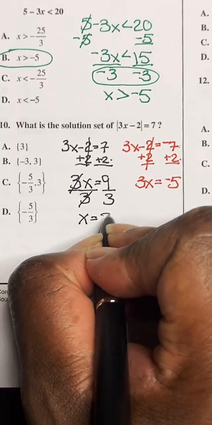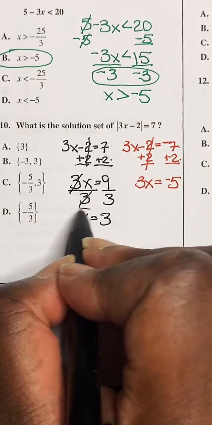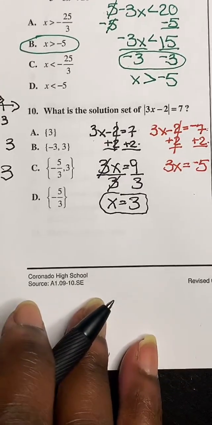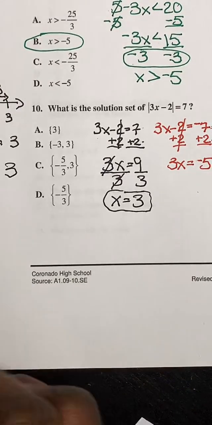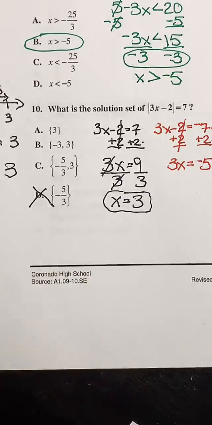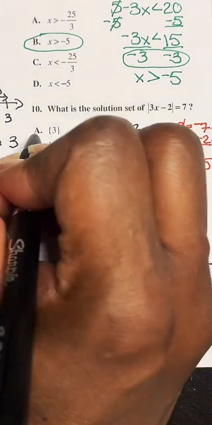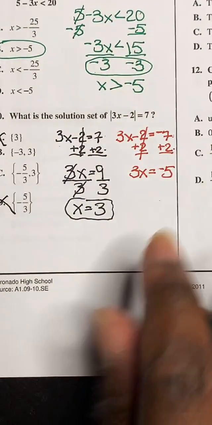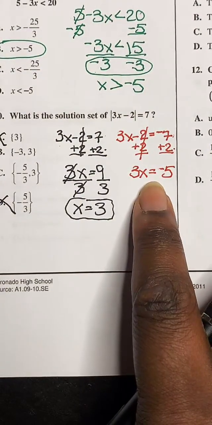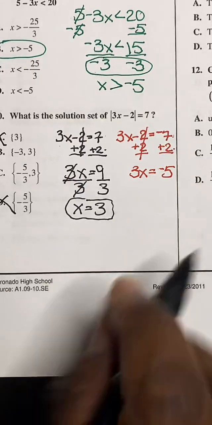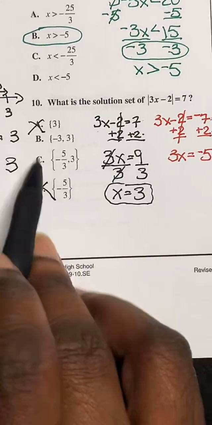So 9 divided by 3 gives me 3. One person said, well, I know one of the answers is 3. So knowing that information right away, D, gone. Okay, but A is also gone because just by looking at it, it is not going to give me a 3, right? So if I know that, B is probably gone too.